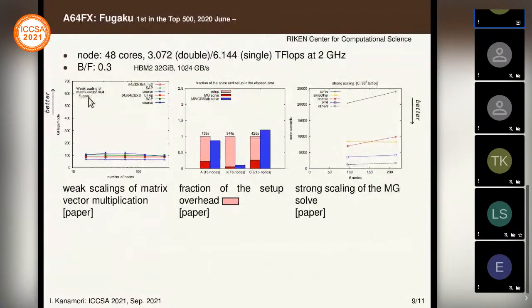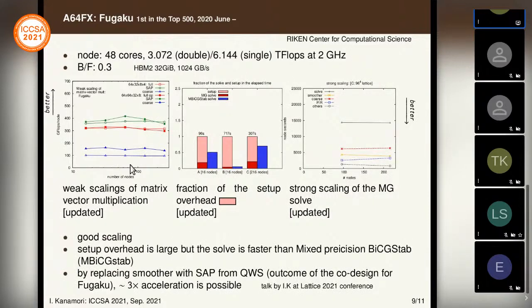And then the next target is A64FX. We use the supercomputer Fugaku. When we submitted the paper, we were still in the middle of the tuning, so the performance was poor, but now it's updated, so it gives much better performance, and I would say good performance. The scaling of matrix vector multiplication is good, and the performance is good, and the solver itself is also good, although the overhead for the setup stage is rather big, and we need more tuning for this stage. The strong scalings are also good.